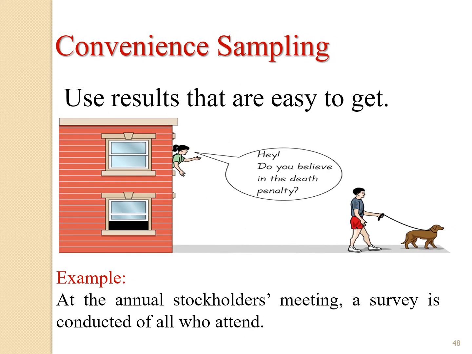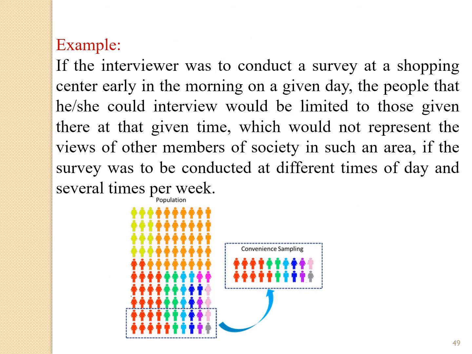Convenience sampling. Convenience means we particularly choose some particular group. For example, an annual stockholders meeting survey is conducted for all who attend. This type is convenience sampling. If an interviewer conducted a survey at a shopping center early in the morning on an even day, the people interviewed would be limited to those there at that given time, which would not represent the views of all members of society in that area. So we select the same particular group. Maybe you can easily understand through the picture, where we select just the first two people as our sample. This we call convenience sampling.